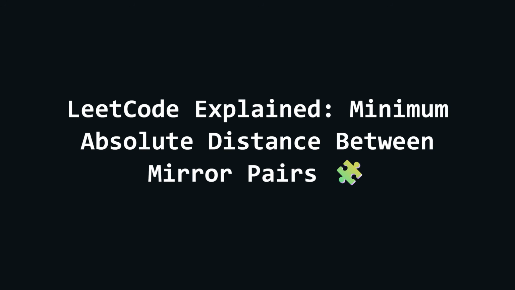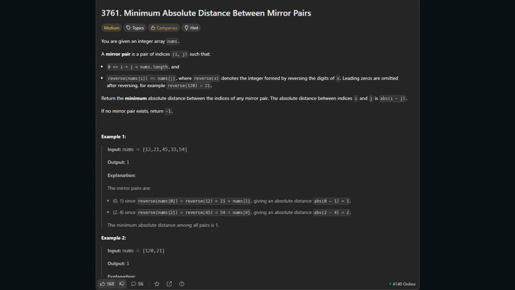We're looking at problem number 3761, minimum absolute distance between mirror pairs. Here is the problem description straight from the website. It looks a bit dense, so let me break it down into something much simpler.